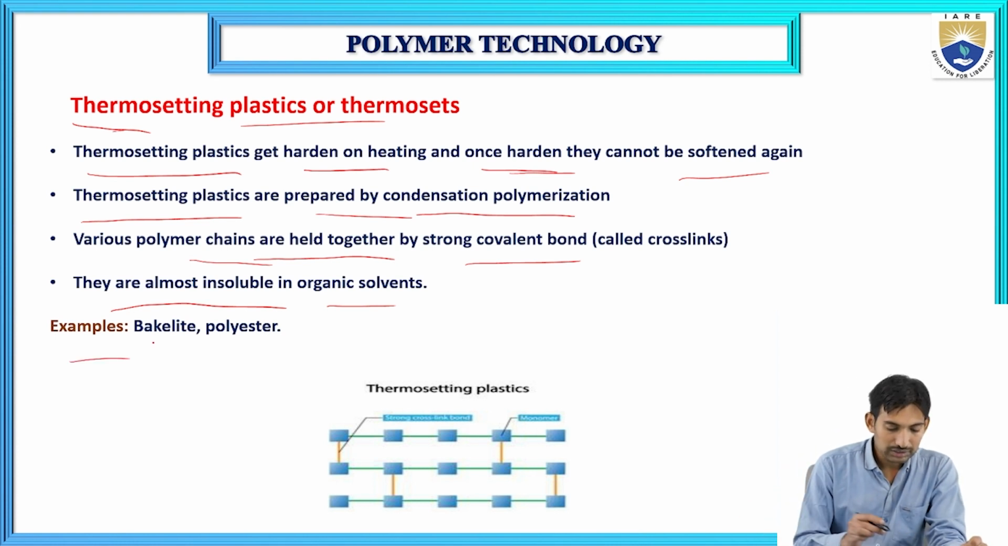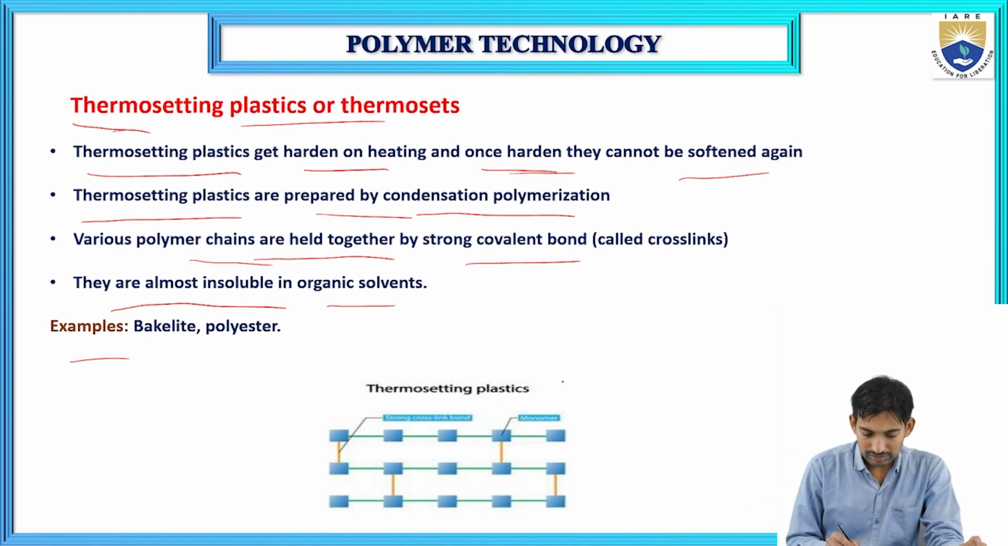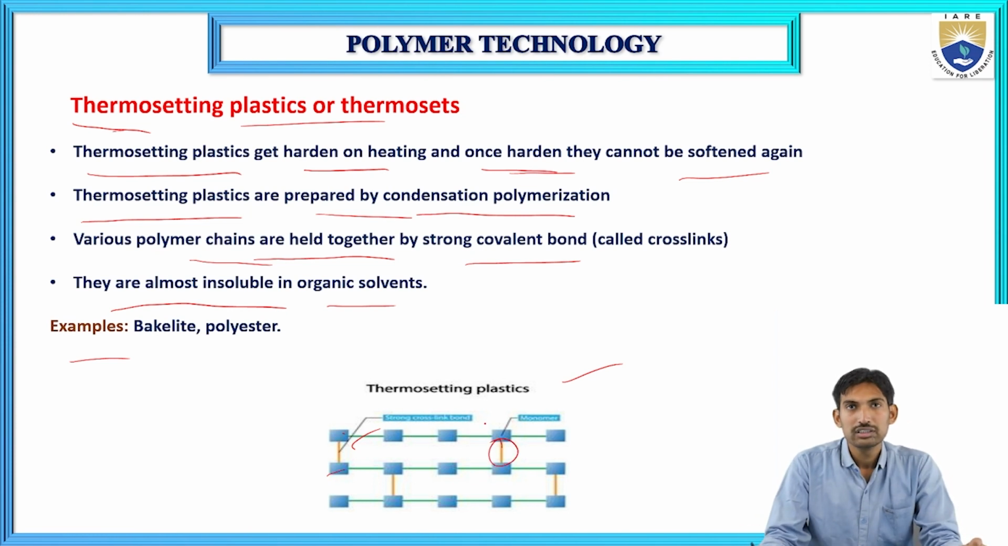Examples of thermosetting plastics are Bakelite or polyesters. See, this is a thermosetting plastic. This is one chain and this is one chain. These two chains, and the multiple chains present in the thermosetting plastic, are held together by strong covalent bonds.